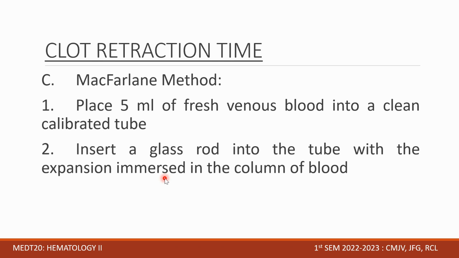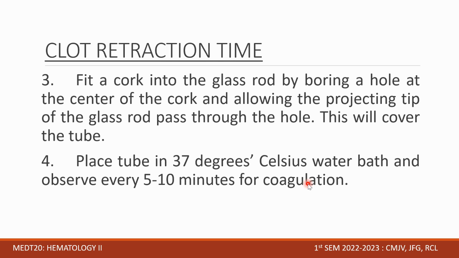Another method we can use is the McFarlane method. For this method, place 5 ml of fresh venous blood into a clean, calibrated tube. Insert a glass rod into the tube with the expansion immersed in the column of blood. Fit the cork onto the glass rod by boring a hole at the center of the cork and allowing the projecting tip of the glass rod to pass through the hole. This will cover the tube. So again, put blood in the tube, insert the glass rod, and then cover it using a cork.